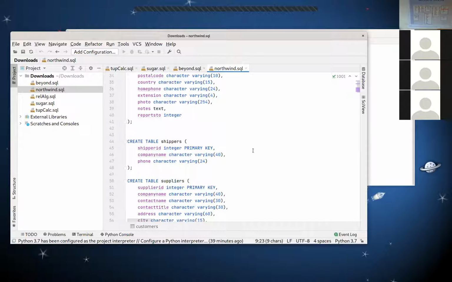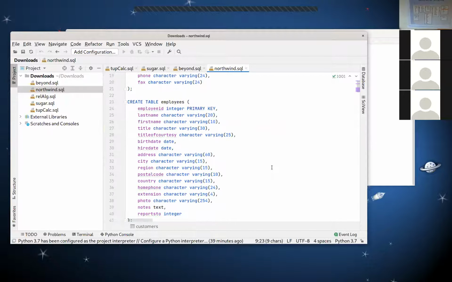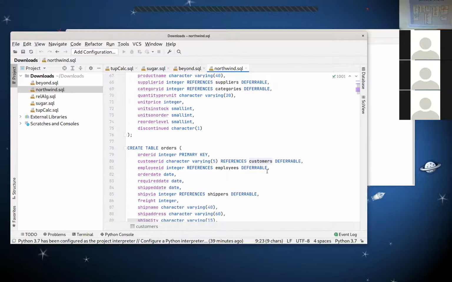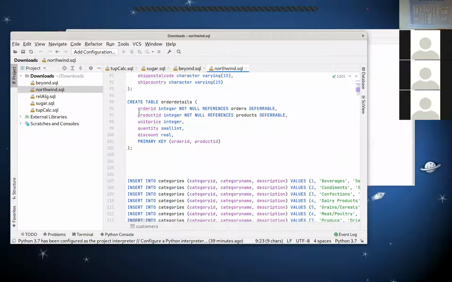Now, if we go up to categories, then we'll see we have categories here. So what's happened here is the links, like the foreign key constraints that were in the diagram, are all being defined by basically this REFERENCES keyword. Right here, if we look at orders, the orders have to reference a customer, because there's a customer making the order. Then we have order details, and they're going to reference an actual order ID.